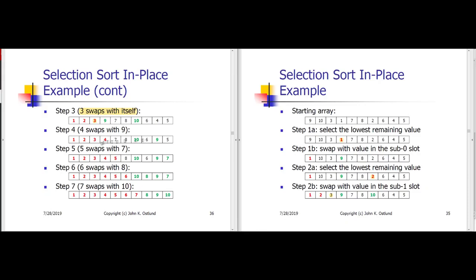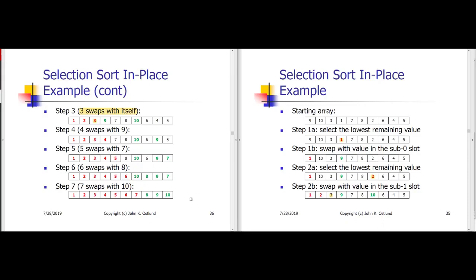4 is going to swap with 9, so 9 now has actually been swapped 2 times. 5 will swap with 7. 6 will swap with 8. And then 7 will swap with 10. At this point, we have sorted the first 7 volumes in the correct order, and we have 3 unsorted volumes remaining. Actually, these 3 unsorted volumes happen to be sorted already.